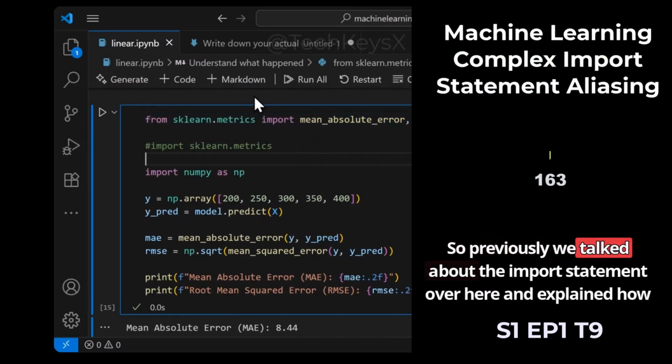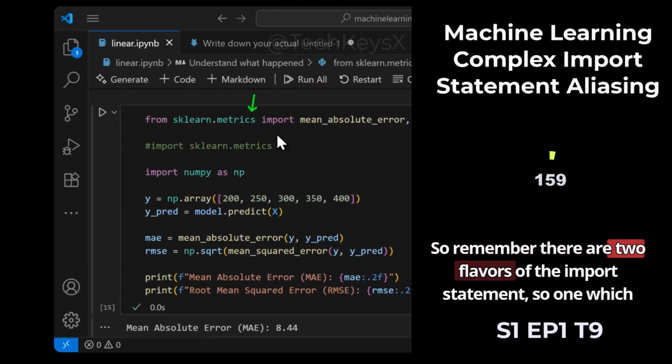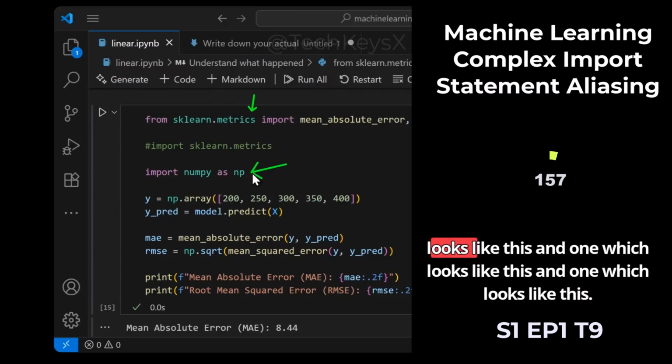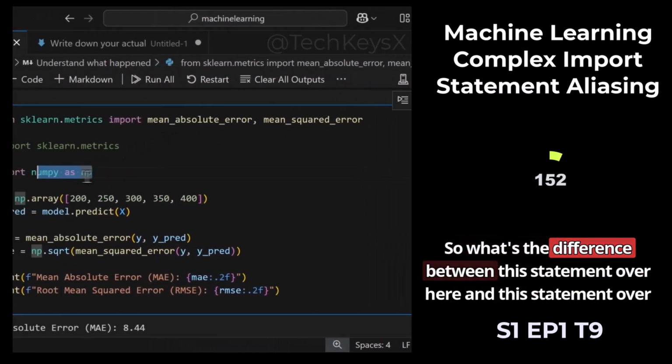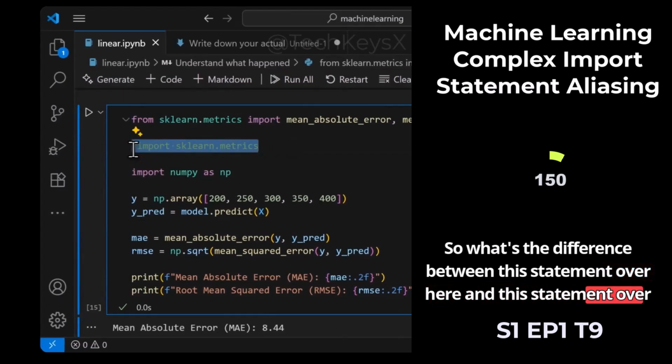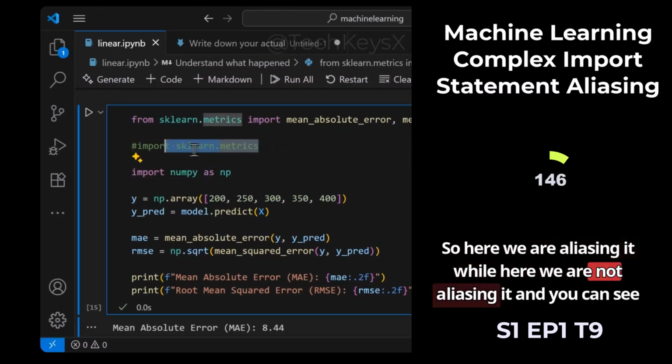So previously we talked about the import statement over here and explained how this works. Remember there are two flavors of the import statement, one which looks like this and one which looks like this. So what's the difference between this statement over here and this statement over here? Of course, it is this aliasing part. So here we are aliasing it, while here we are not aliasing it.